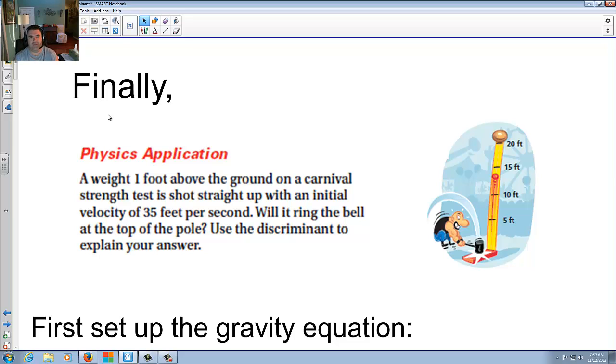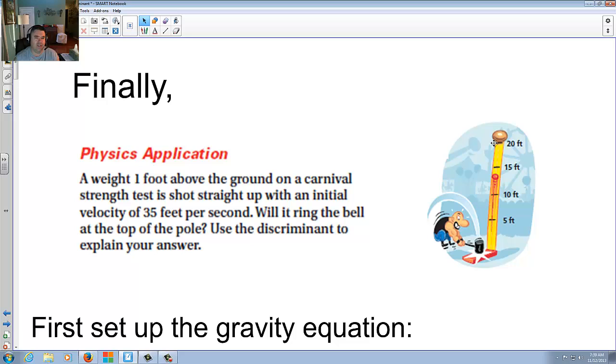Finally, your physics application. A weight 1 foot above the ground on a carnival strength test is shot straight up with an initial velocity of 35 feet per second. Will it ring the bell at the top of the pole? You've seen this at Great America and other places. You hit the thing and the thing goes up in the air. Very popular in early America in the 50s, 60s, and carnivals.